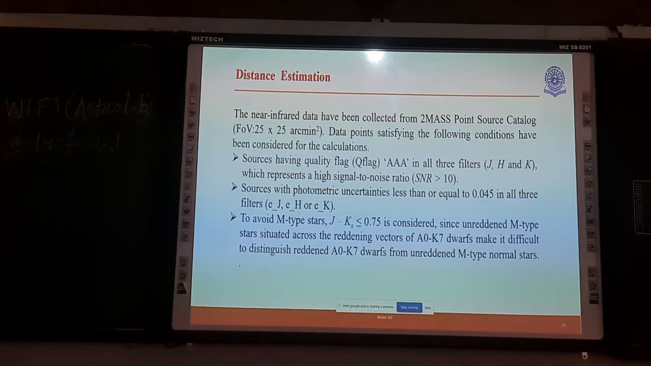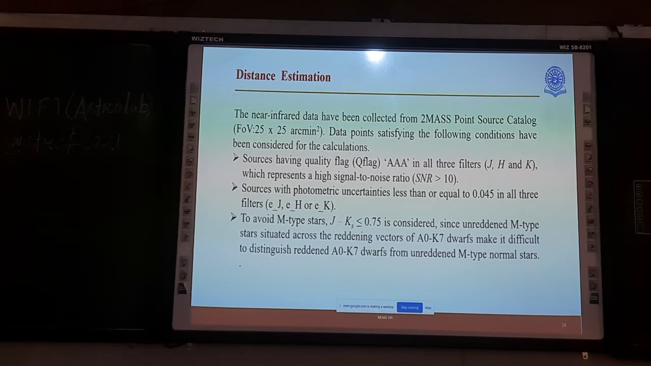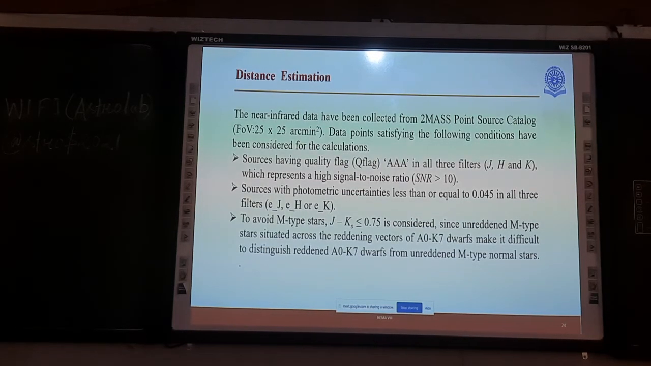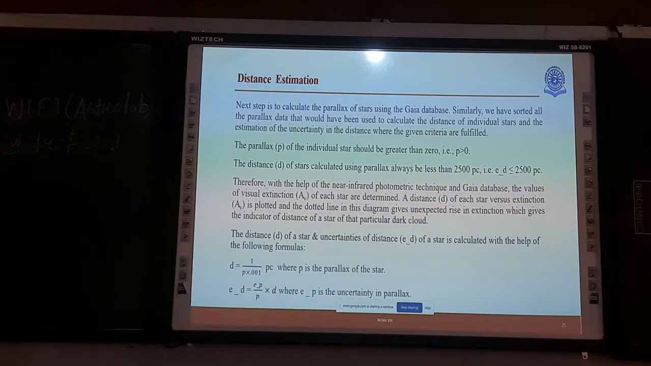First of all, I have taken high signal to noise ratio, which should be greater than 1, and quality flag should be AAA, which requires the ratio to be greater than 10. And for the uncertainties, we have taken the condition 0.045 less than, and J minus K less than 0.75. These are the conditions we have adopted. And in the next stage, we have calculated the distance. The distance formula is 1 divided by parallax into 0.001, and the error of distance we have calculated.